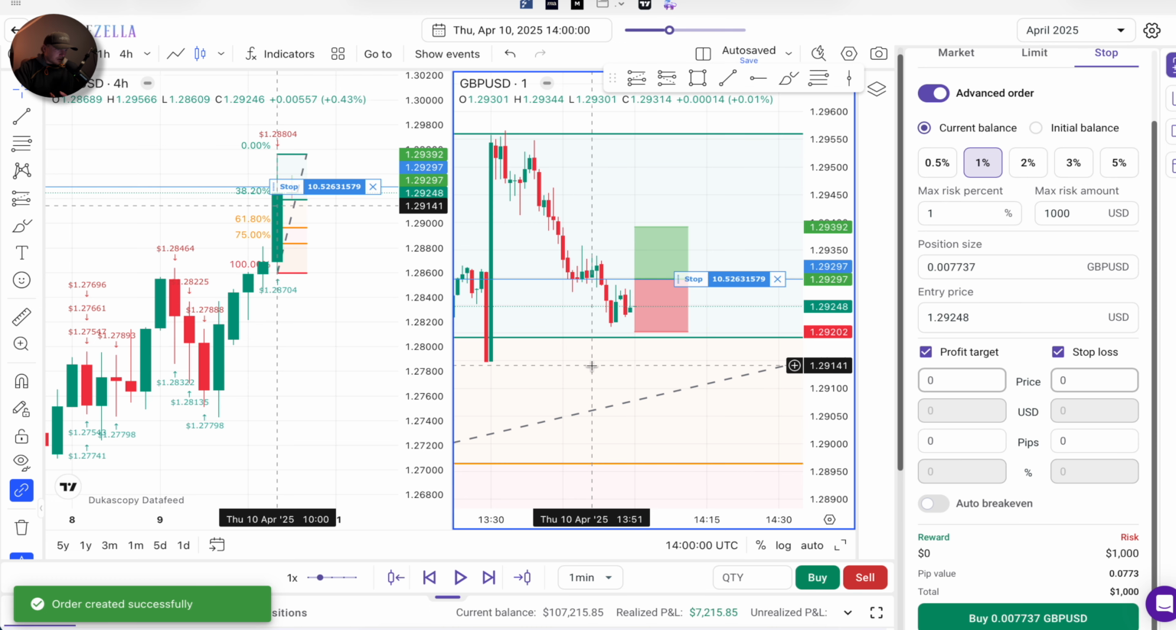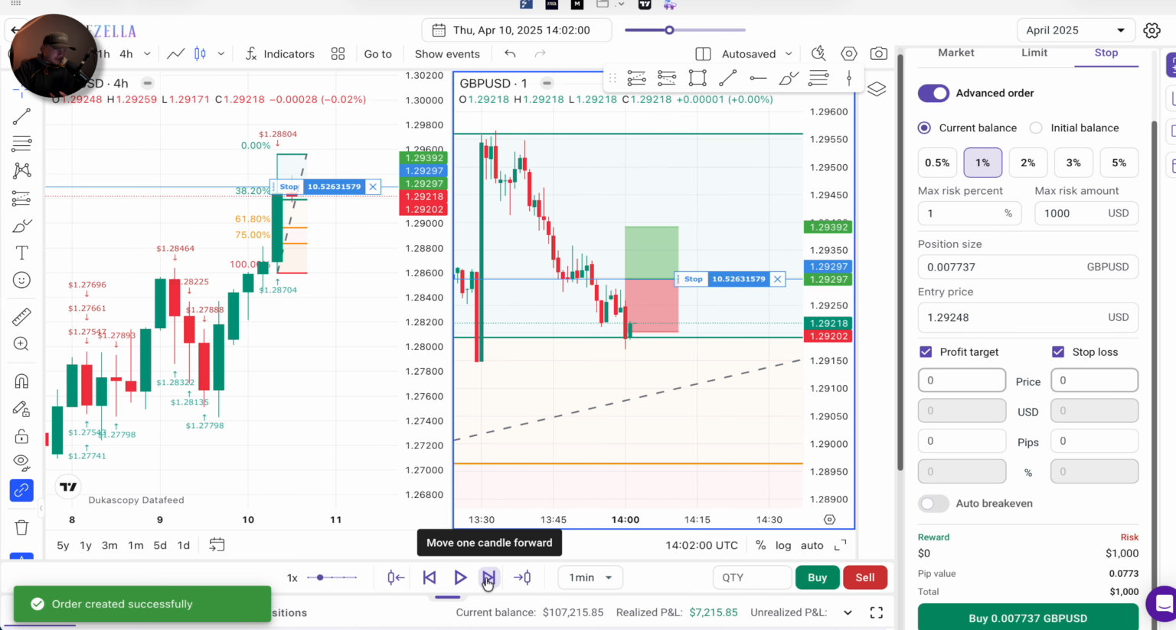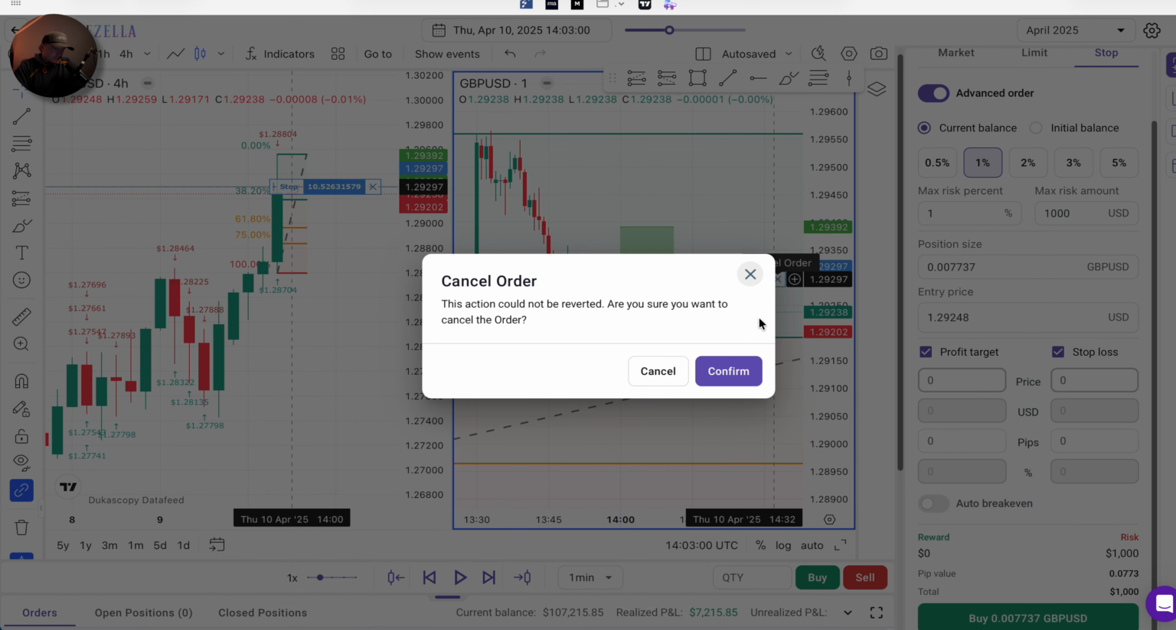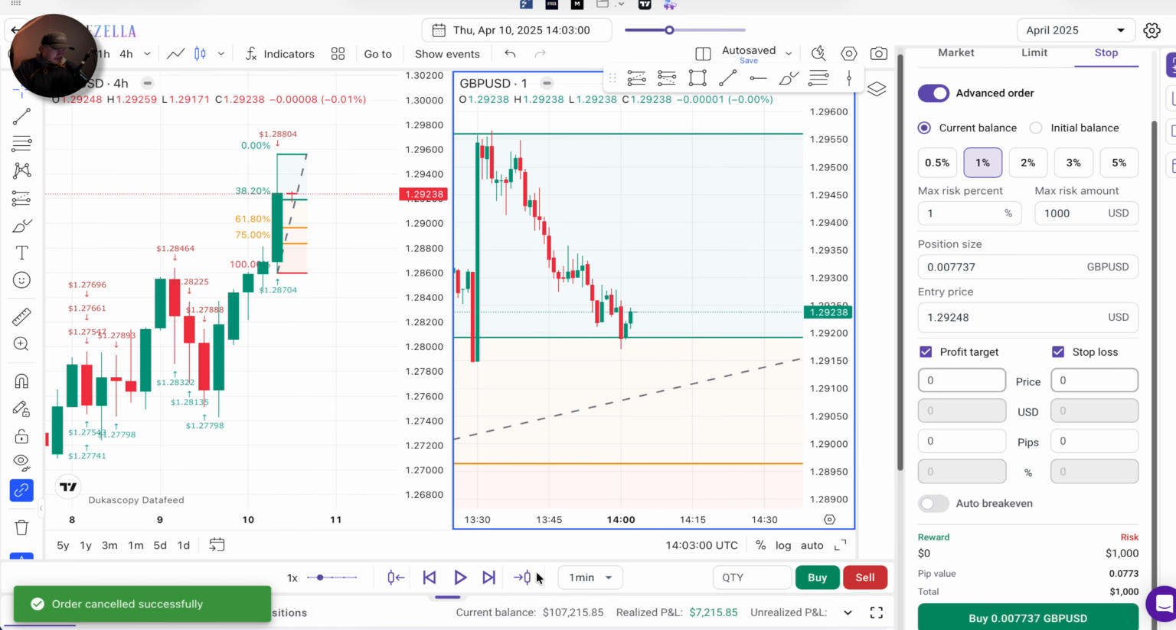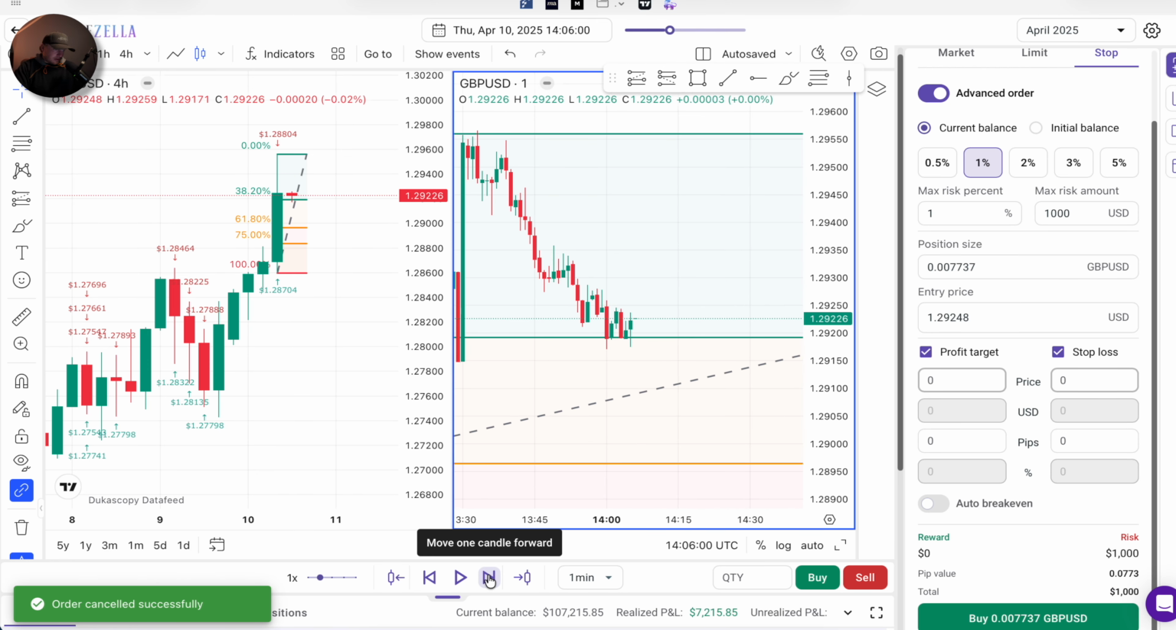There's the buy stop order in. We didn't get triggered in. Price ended up continuing down. Let's see if we can get another shift here.